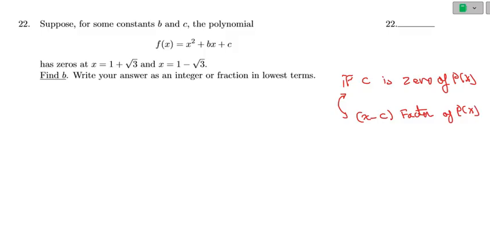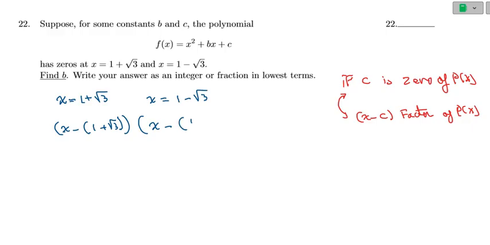All right, so how can I apply this? They are telling you the zeros. We have two zeros: x equals 1 plus radical 3 is a zero, and the other one, x equals 1 minus radical 3, is another zero. According to my formula, it means that x minus (1 plus radical 3) will be a factor of p of x, as well as x minus (1 minus radical 3) will be a factor too.